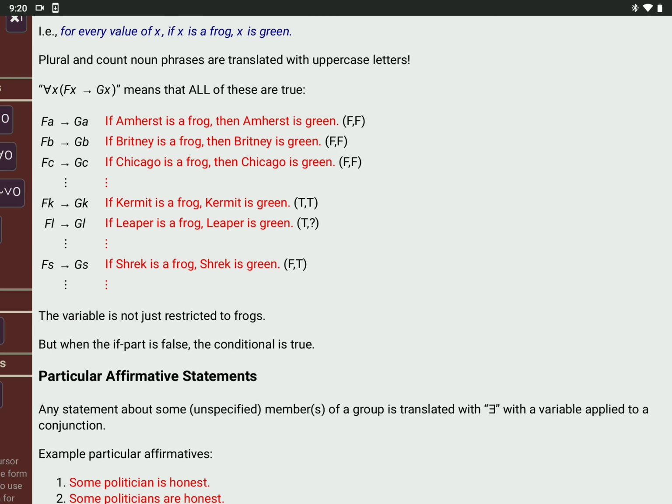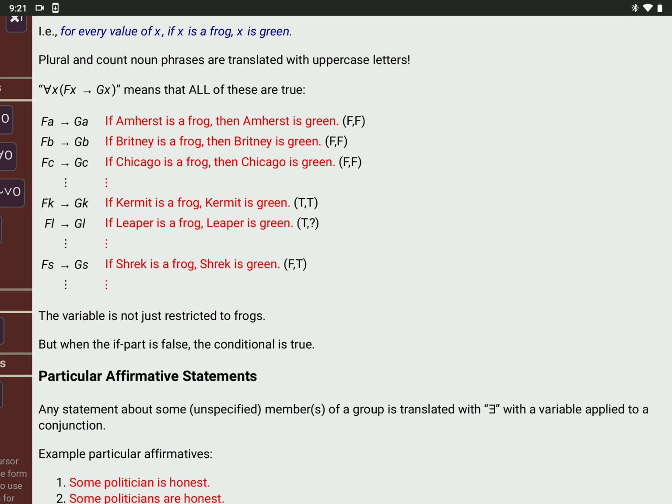The only thing, again, that could make this false is if you had true on the left and false on the right. Suppose there's some other frog named Leaper. If Leaper is a frog, then Leaper is green. If Leaper is green, then this is okay. You've got true on both sides, and all of these are still true. But if Leaper is a frog and Leaper isn't green, say Leaper is brown, then we've got true on the left and false on the right. That would make it false that all frogs are green.